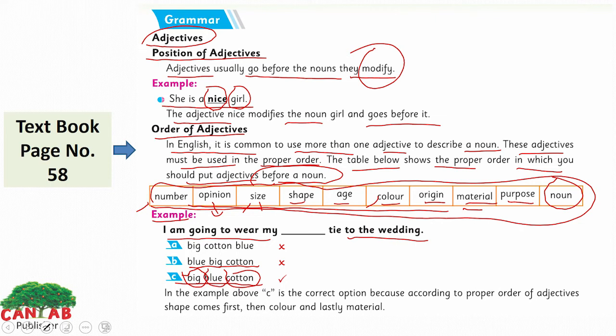So, if you modify the noun in a sentence by adding adjectives, you have to follow the proper order of adjectives, which is given here for you: the number, opinion, size, shape, age, color, origin, material, purpose, and then in the last, our noun. So, in the example above, C is the correct option because according to the proper order of adjectives, shape comes first, then color, and lastly, material.